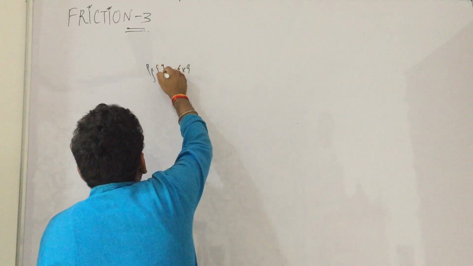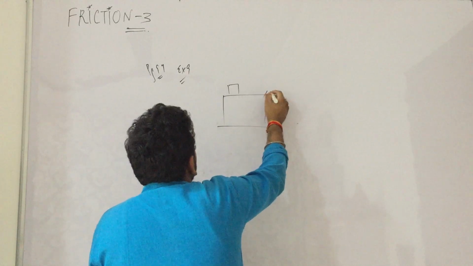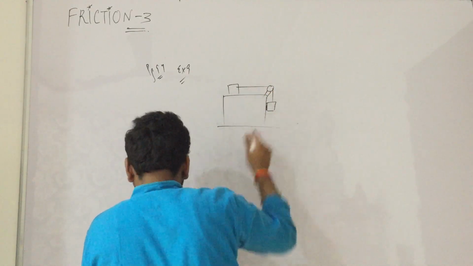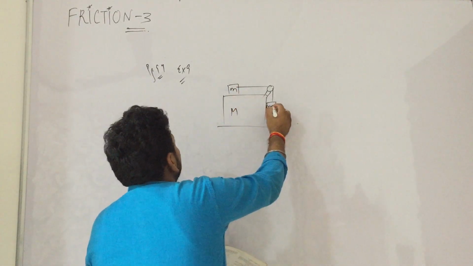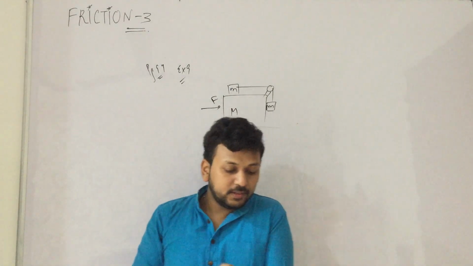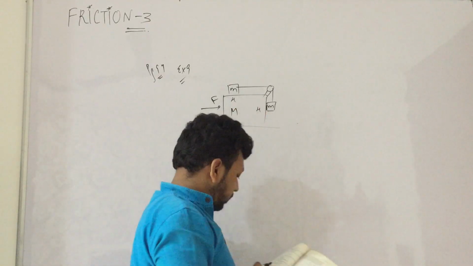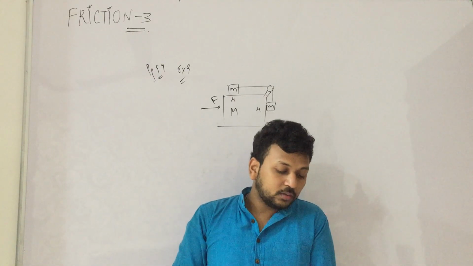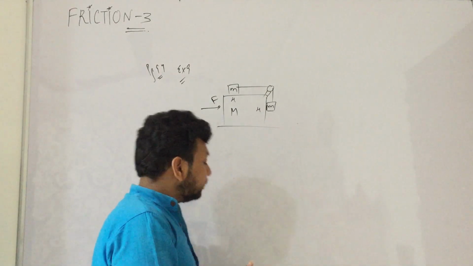Page number 94. So this is how the question is. Consider the situation: the horizontal surface is smooth, and the coefficient of friction between the blocks is mu. Here it is mu, here it is mu. Find the minimum and maximum force that can be applied in order to keep the smaller blocks at rest with the bigger blocks. So we need to find the maximum and minimum force.